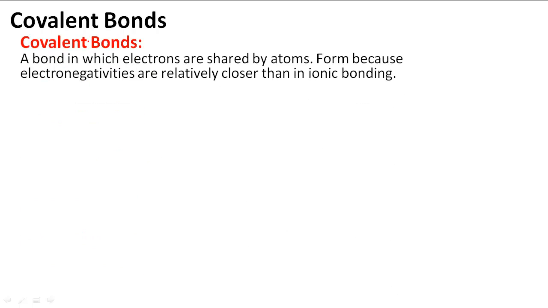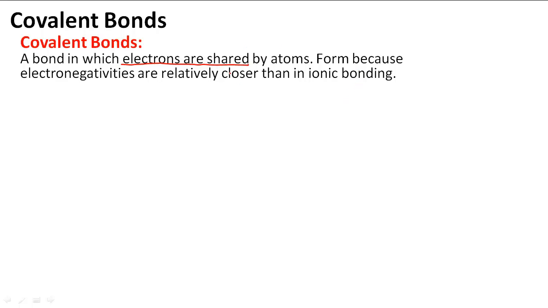Covalent bonds. What are covalent bonds? It is a bond in which electrons of atoms are shared by the atoms that are involved. So electrons are shared, as opposed to ionic bonds where electrons are completely transferred or received because electronegativities are so far apart. So for covalent bonds that are sharing electrons, they form because electronegativities are relatively closer than in ionic bonding.